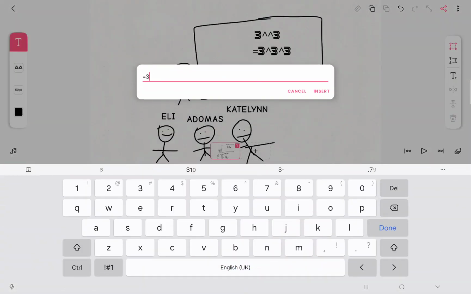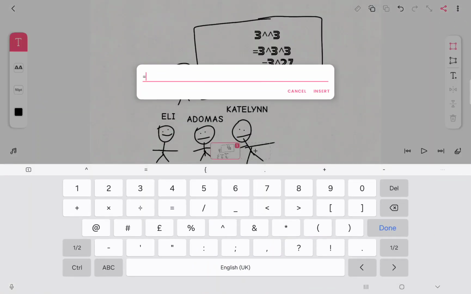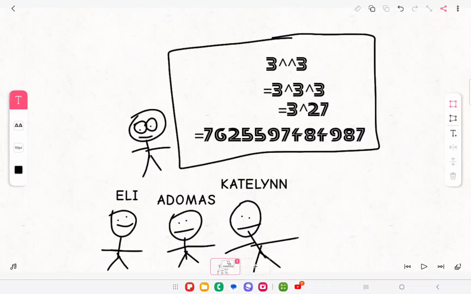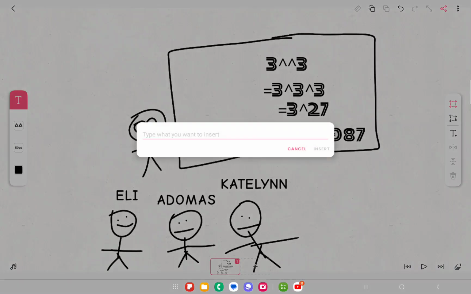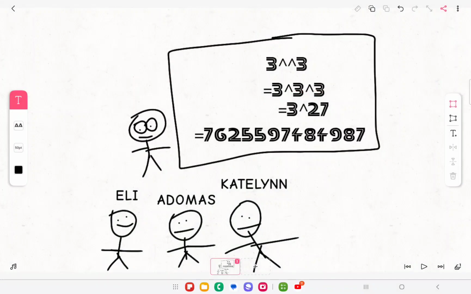This is also equal to 3 to the power of 27, which is also equal to 7,625,597,484,987. Yep, that's a really big number. In fact, for perspective, that's over 900 times the world population, which is around 8.11 billion.